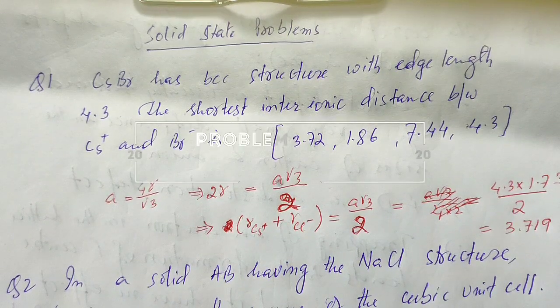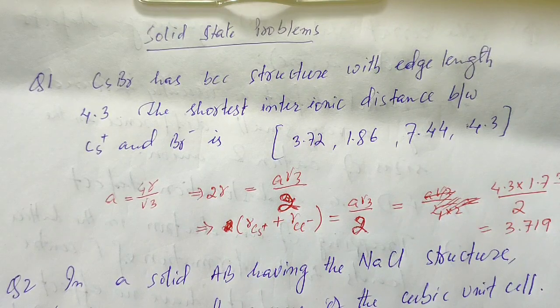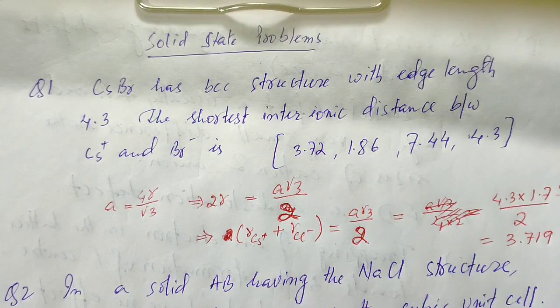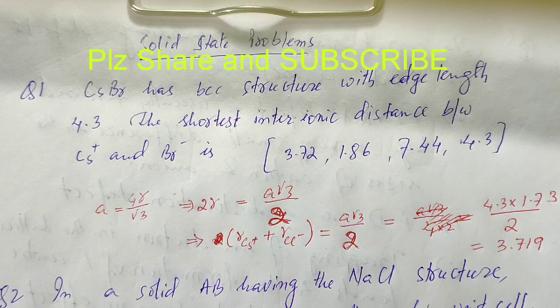Okay, today in this video we are going to discuss some problems from the solid state chapter. The first question is: cesium bromide has BCC structure with edge length 4.3. The shortest interionic distance between cesium plus and the bromide ion is.